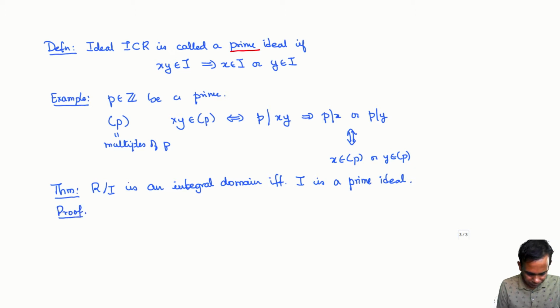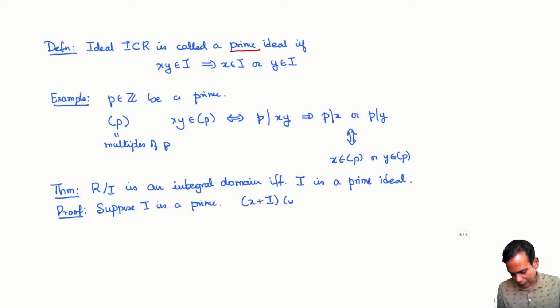Proof. So let's prove that, suppose I is a prime ideal. Let's prove that way first. So suppose I is a prime ideal, and we want to show that R mod I is an integral domain. So let's take two elements of R mod I. So we want x plus I times y plus I.